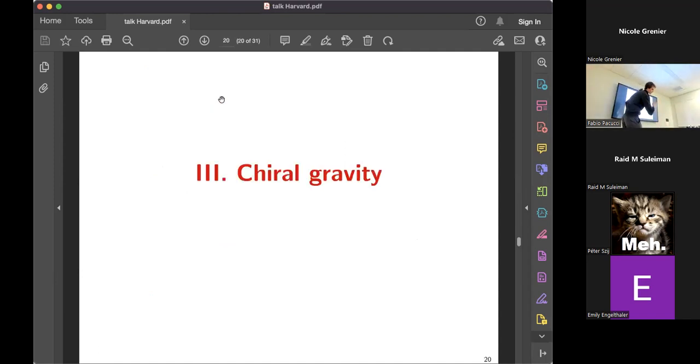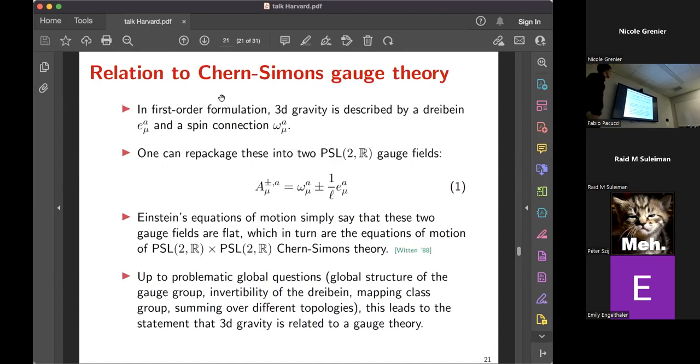That's chirogravity. People mean different things by chirogravity, so let me say what I mean. In the first order formulation, 3D gravity is described by a dreibein and a spin connection.